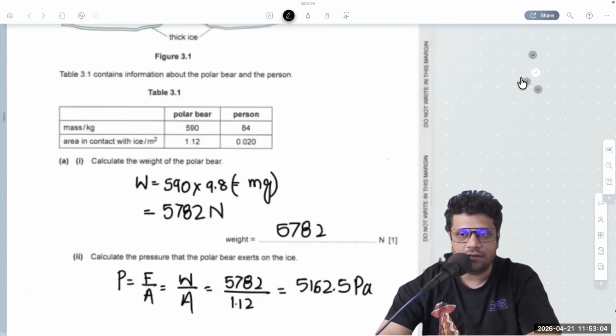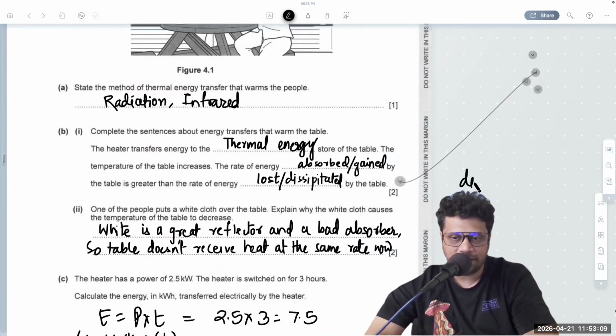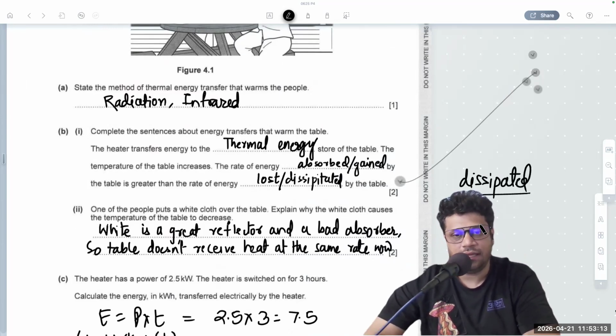Okay. And the second one, I wrote the spelling of dissipated wrong here. It's supposed to be dissipated. That is the spelling you want to keep up here.